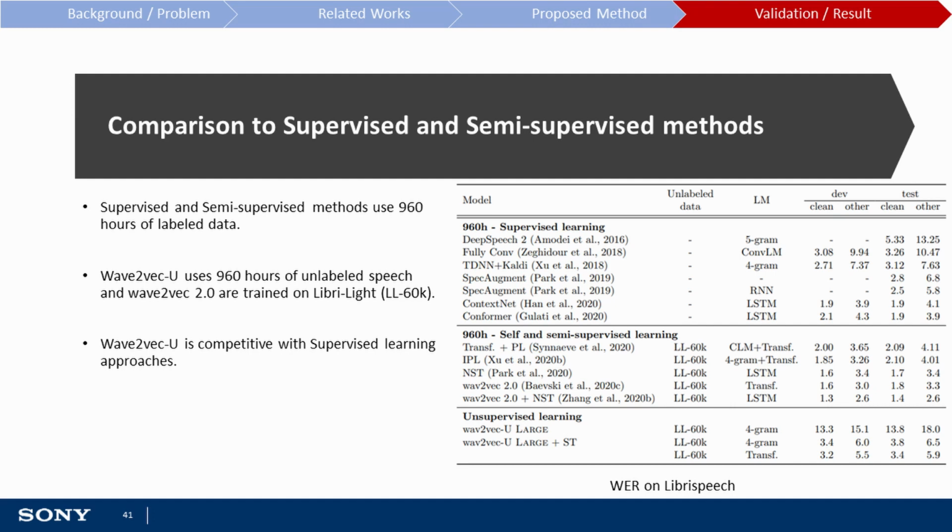So this is the comparison of their model with supervised and semi-supervised methods. Both supervised and semi-supervised methods use 960 hours of labeled data in this table, and wav2vec-U uses 960 hours of unlabeled speech, and the underlying wav2vec 2.0, which was the feature extractor, was trained on the Libri-Light LL60K dataset. So you can see that wav2vec-U is competitive with other supervised and semi-supervised models.